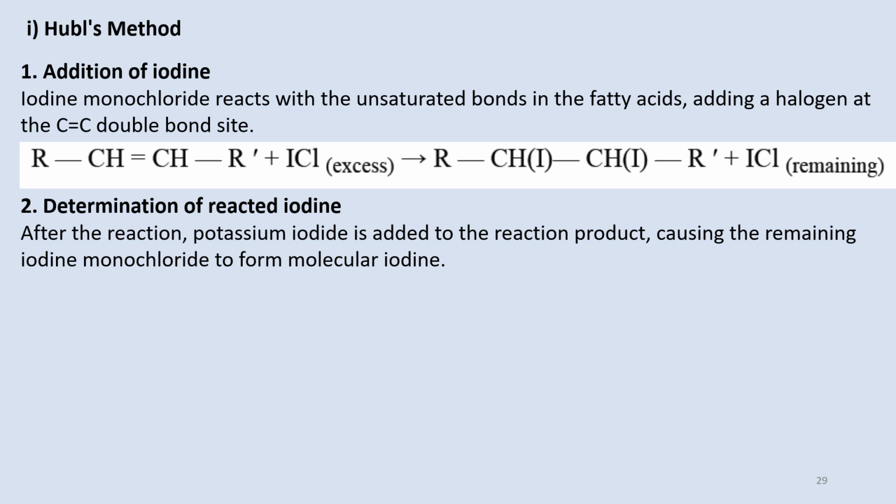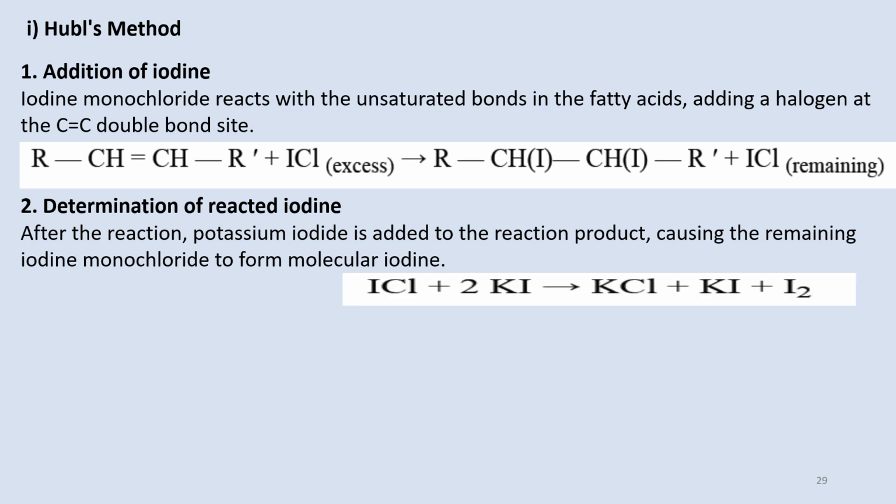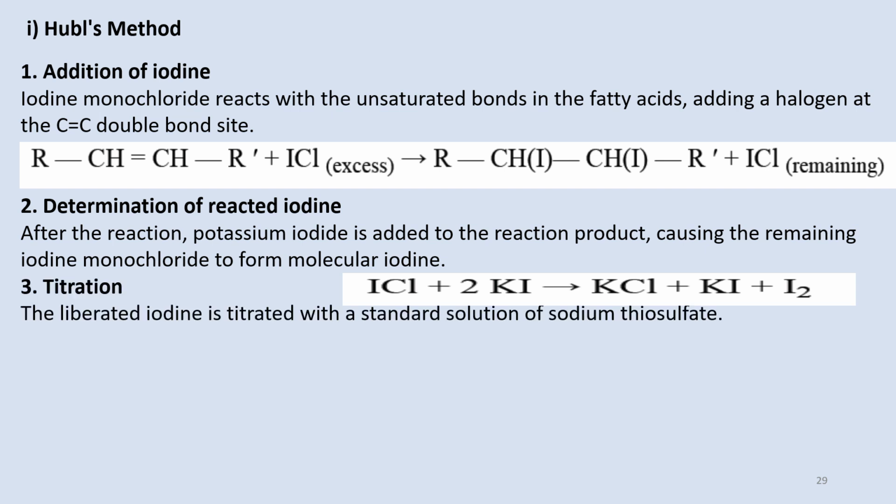After the reaction, potassium iodide is added to the reaction product, causing the remaining iodine monochloride to form molecular iodine, I2. So you can see that remaining ICl, iodine monochloride, plus potassium iodide forms potassium chloride plus potassium iodide and iodine, molecular iodine. Titration can be done. The liberated iodine is titrated with a standard solution of sodium thiosulfate.